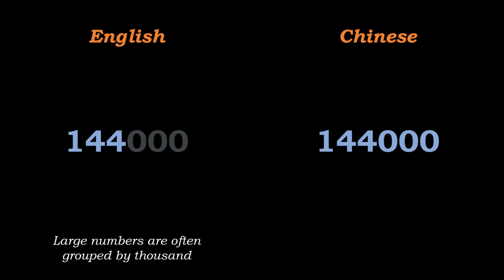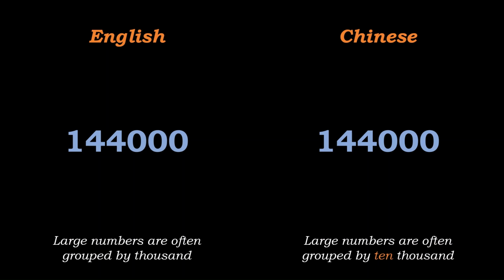144. Hence why we say 144,000. On the other hand, in Chinese, large numbers are often grouped by 10,000. And as we learned, the unit for 10,000 is 万. So 1/10,000, or just 10,000, is 万.